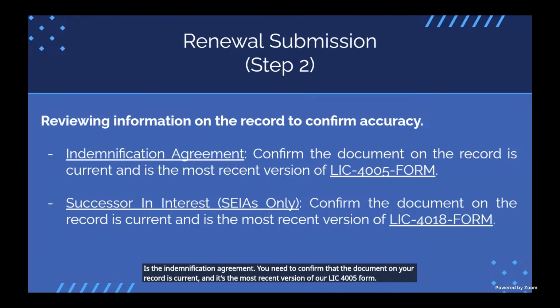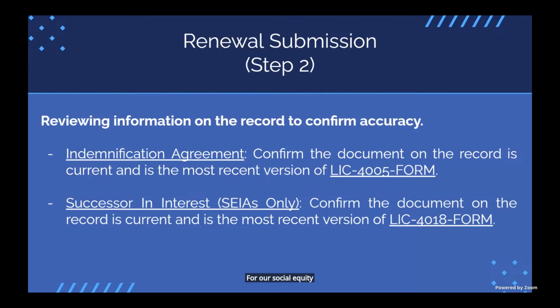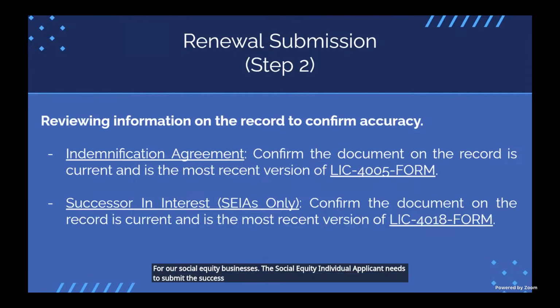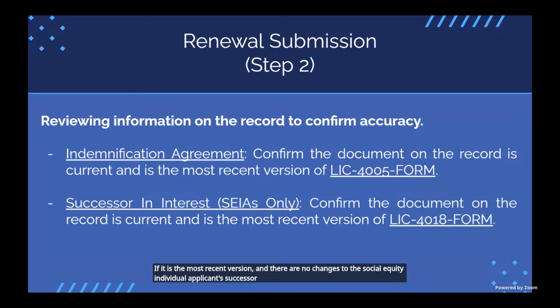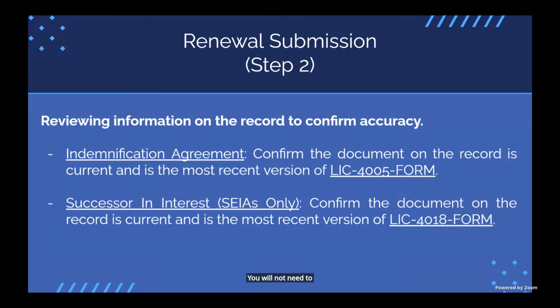For our social equity businesses, the social equity individual applicant needs to submit the successor and interest form. Please confirm whether or not the document on the record is current and is in the most recent version of our LIC 4018 form. If it is the most recent version and there are no changes to the social equity individual applicant's successor and interest, you will not need to upload a new form.